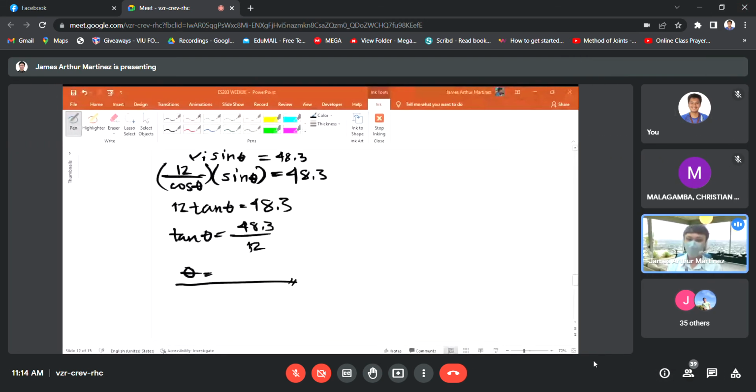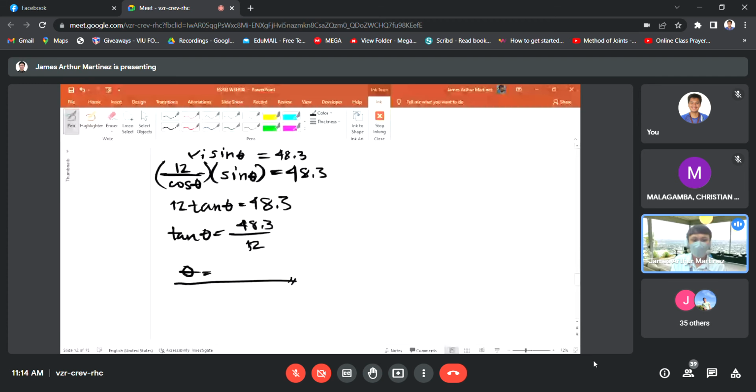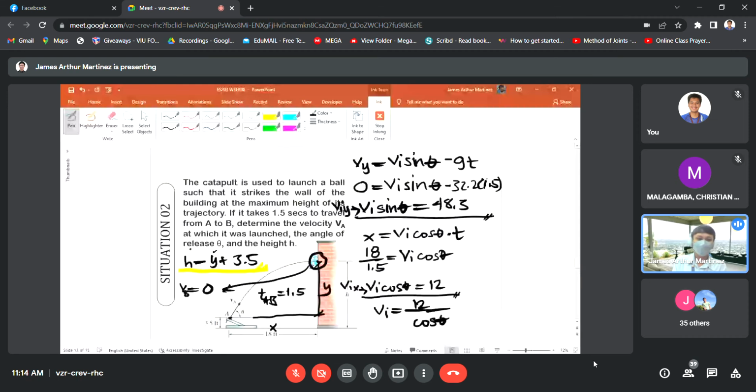76.048 degrees. Okay? So we have solved angle theta. We have obtained one of the questions in the problem, which is the angle of release.